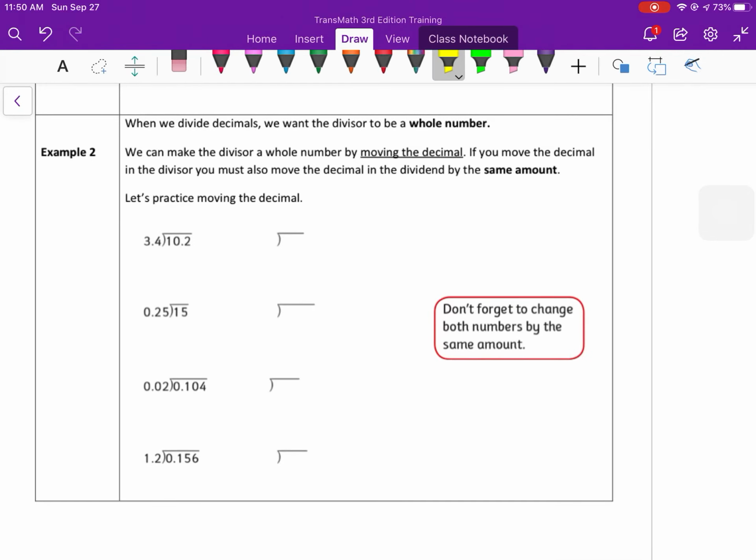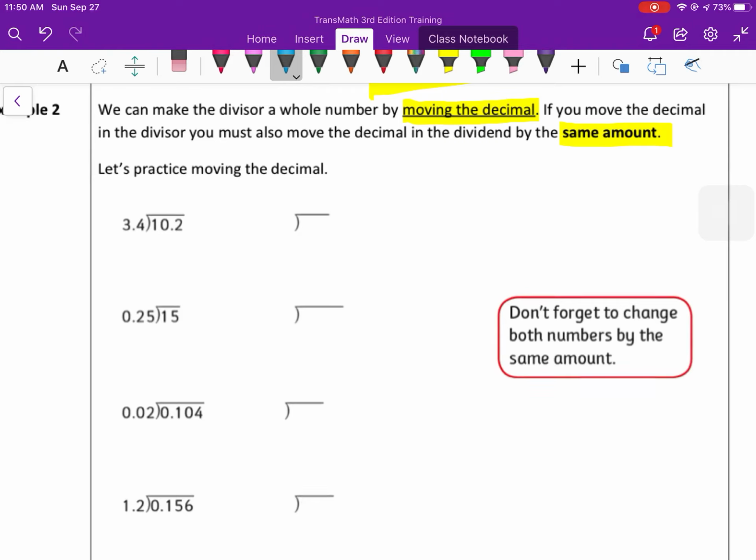When we divide decimals, we want the divisor, so the number we're dividing by, to be a whole number. We can make the divisor a whole number by moving the decimal. If we move the decimal in the divisor, you must also move the decimal in the dividend by the same amount. So let's practice that.